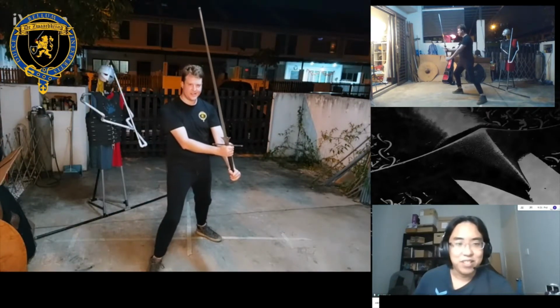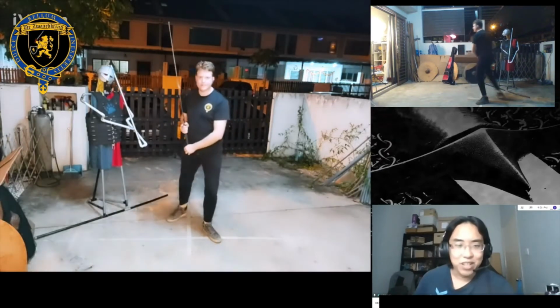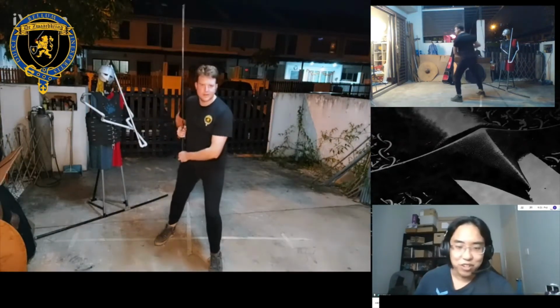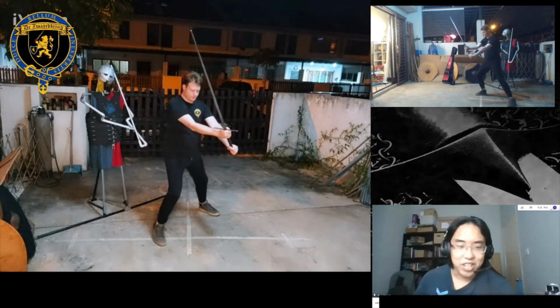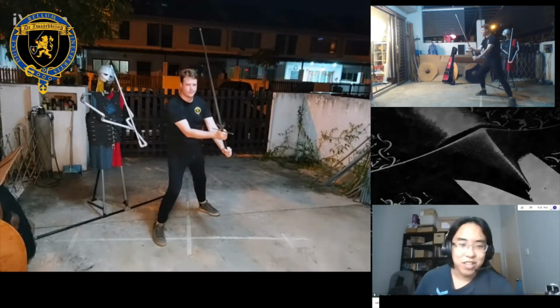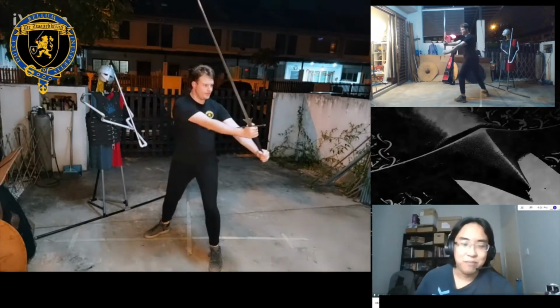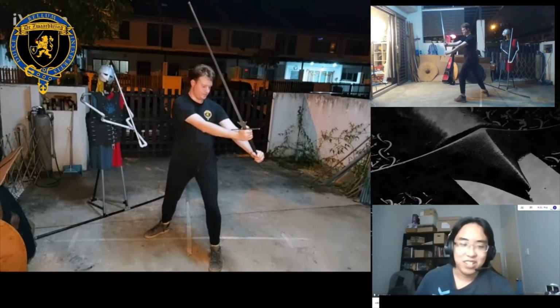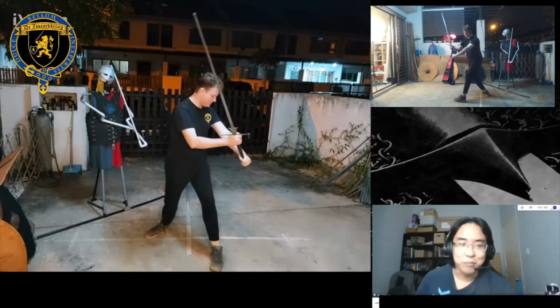Basically, you want to turn your hips into the oncoming cut. This is generally why we take a step, so that we can turn our body into the cut to better receive it. Because if Sasha was standing and he didn't step, and the attack came in from that same side, he would have to rotate his torso in a very uncomfortable manner.